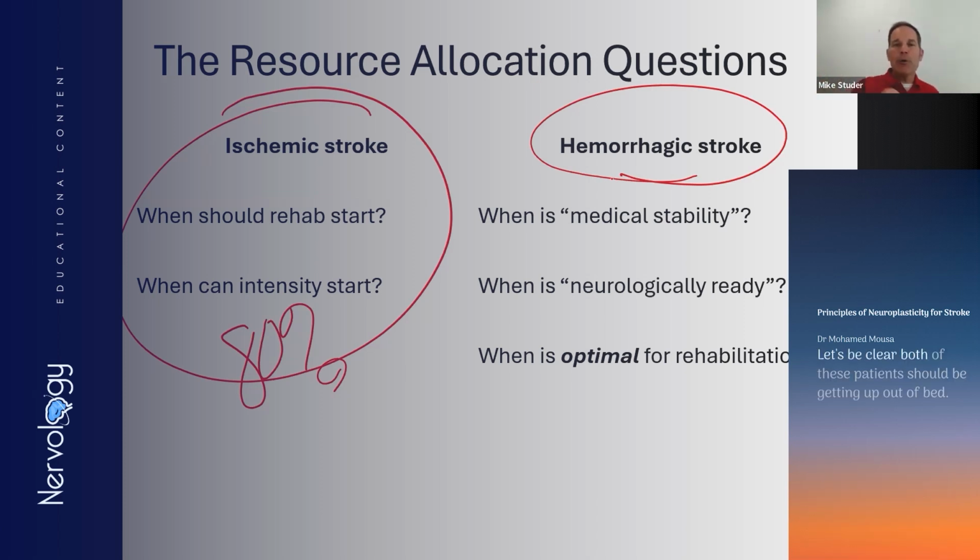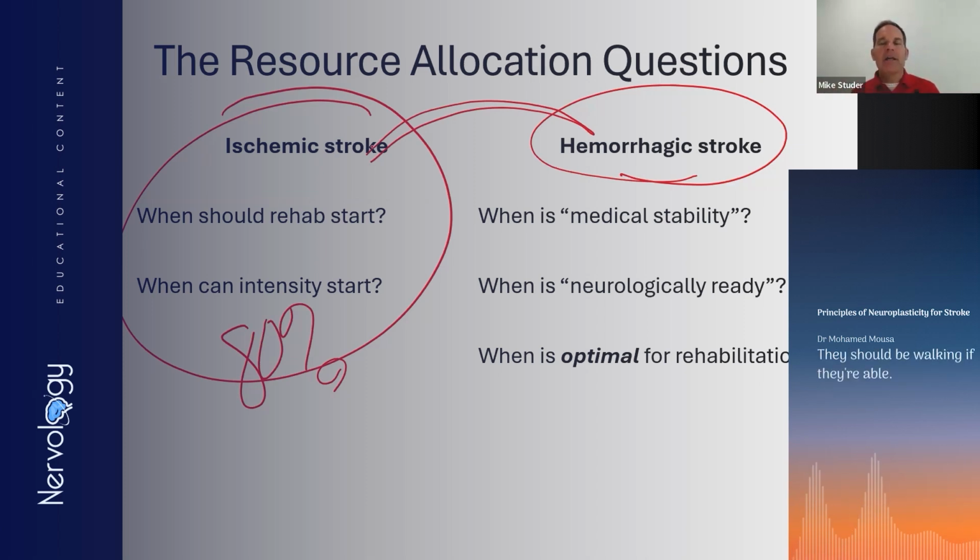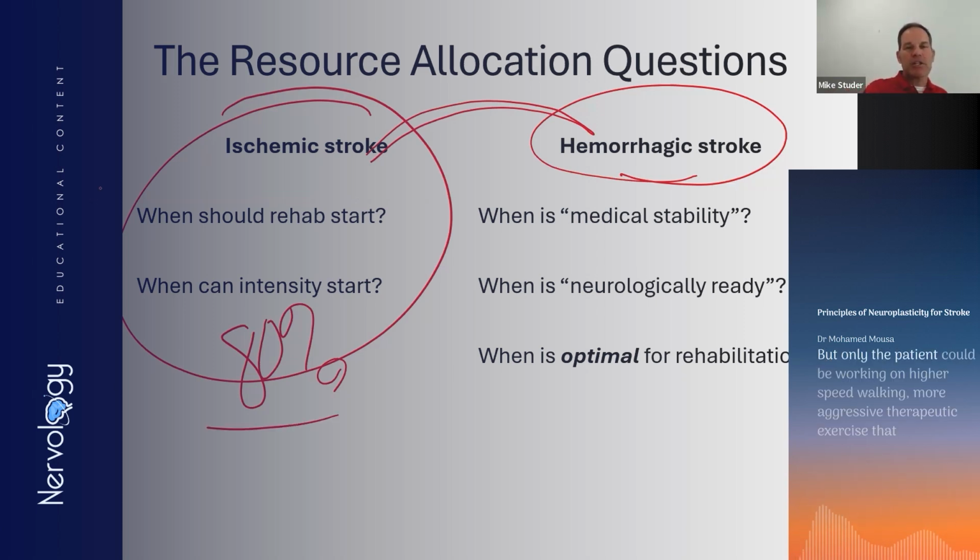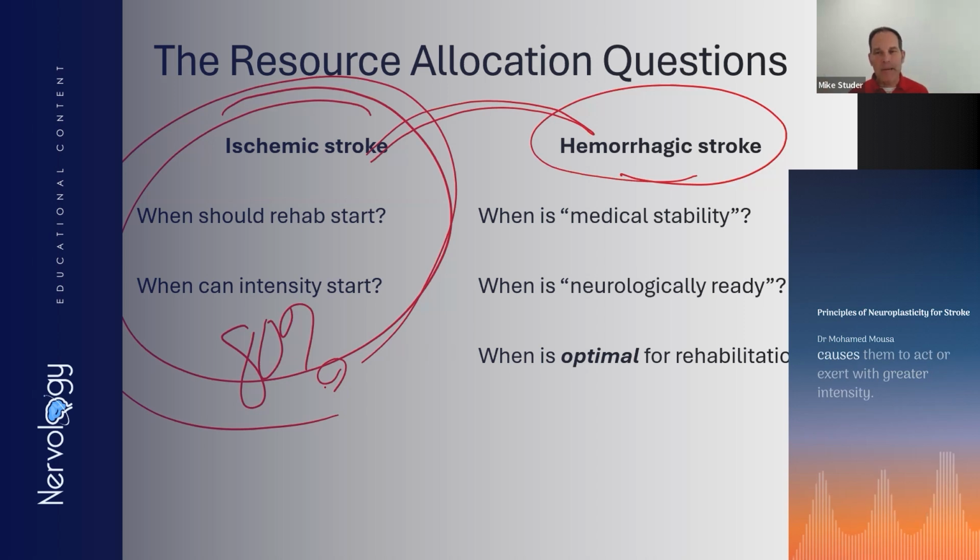Let's be clear. Both of these patients should be getting up out of bed. They should be balancing. They should be walking if they're able. They should be dressing themselves. But only the ischemic patient could be working on higher speed walking, more aggressive therapeutic exercise that causes them to act or exert with greater intensity. Both can be mobilized.